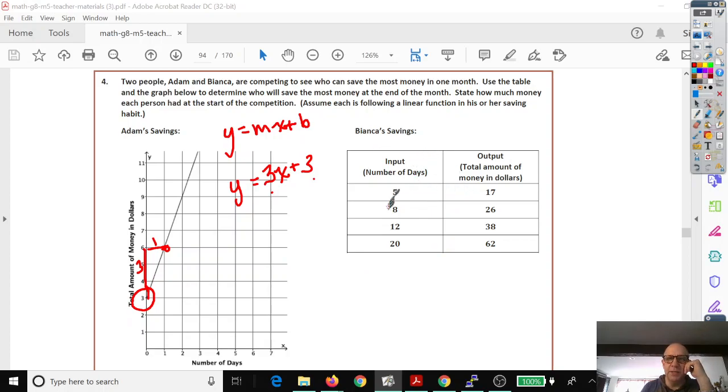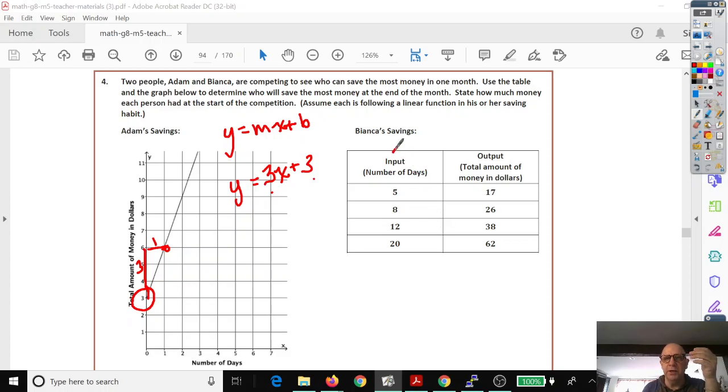Okay? Bianca's savings, we don't know. Day 5, she had 17. Day 8, she had 26. Day 12, 38. So there's no rhyme or reason for this. So what I'm going to do is use the slope formula to figure out how much money she's making per day.